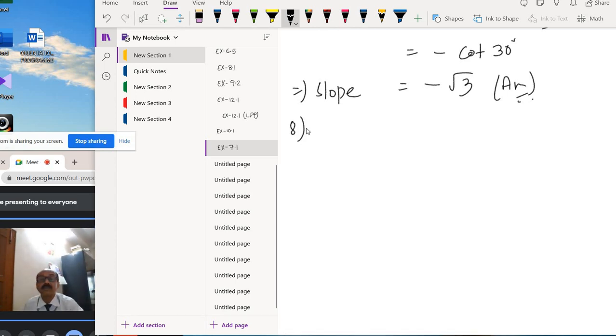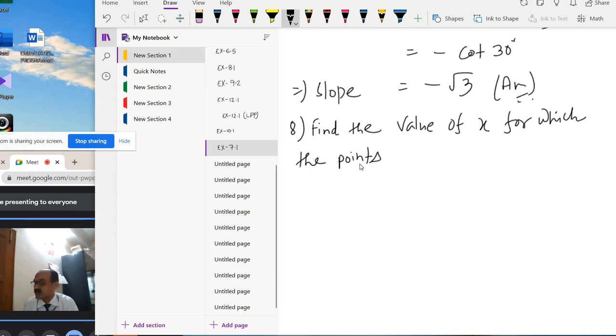Find the value of x for which the points x comma minus 1, 2 comma 1 and 4 comma 5 are collinear.